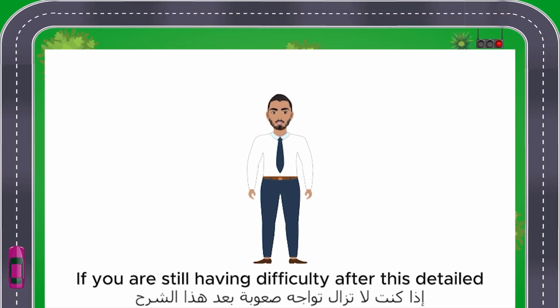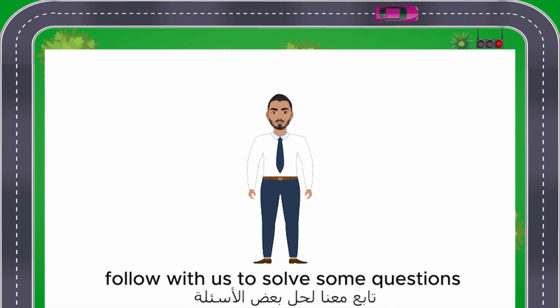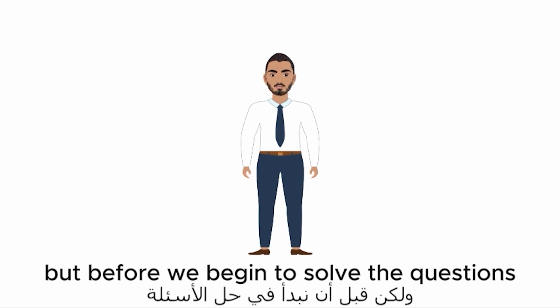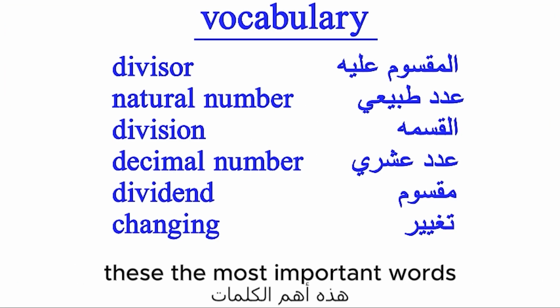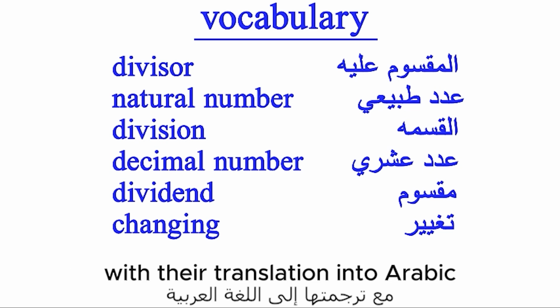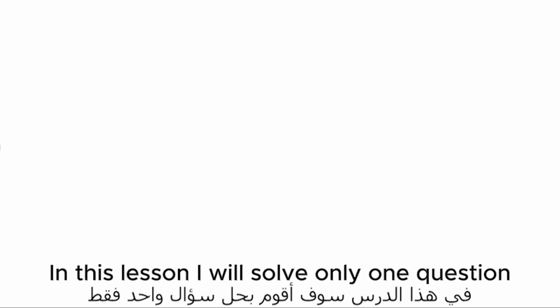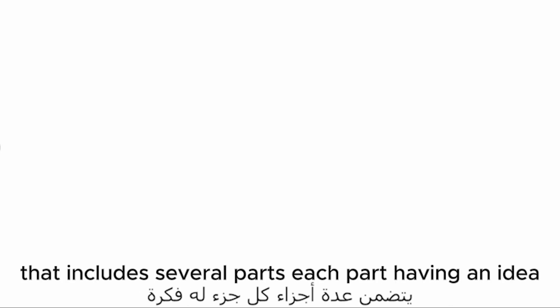If you are still having difficulty after this detailed explanation of division of a decimal number by a decimal number, follow with us to solve some questions. But before we begin to solve the questions, these are the most important words that were mentioned in the explanation along with their translation into Arabic, because our goal is to convey knowledge to the entire world. In this lesson, I will solve only one question that includes several parts, each part having an idea.